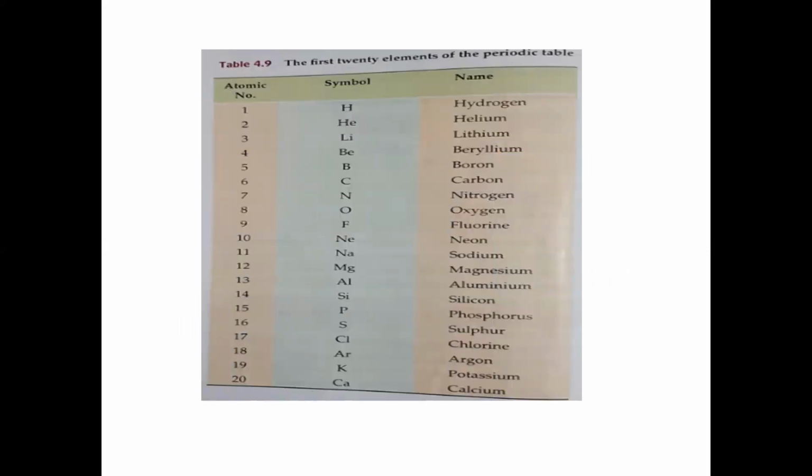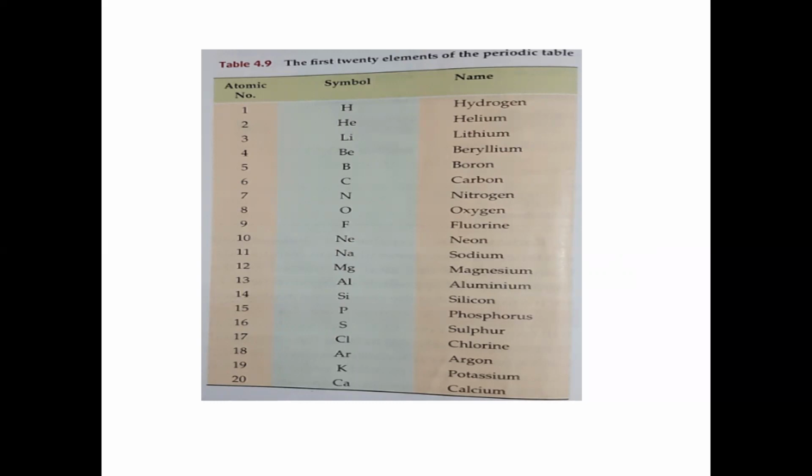Now this is table 4.9, and in this are the first 20 elements of the periodic table. You should learn their names, symbols and atomic numbers. Anything can be asked from this. First, atomic number 1 is hydrogen, and the symbol is H. Atomic number 2, the symbol is He and the name is helium. Then third, symbol Li and name lithium.